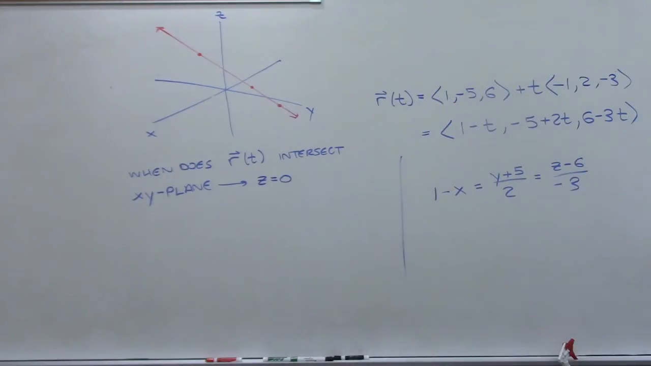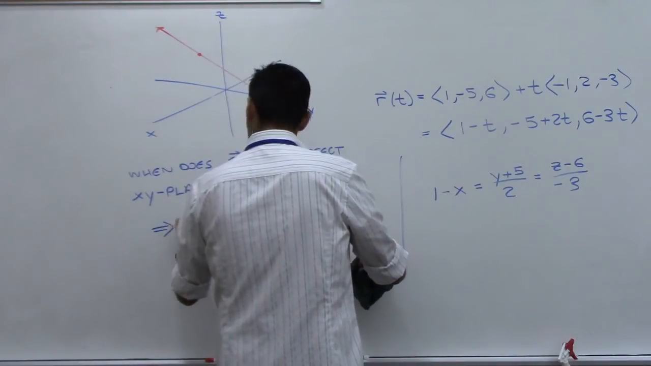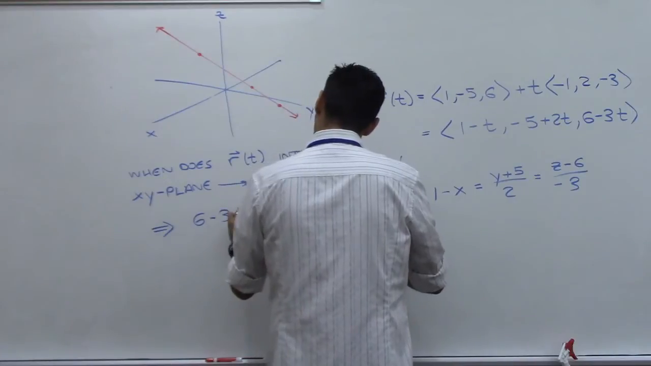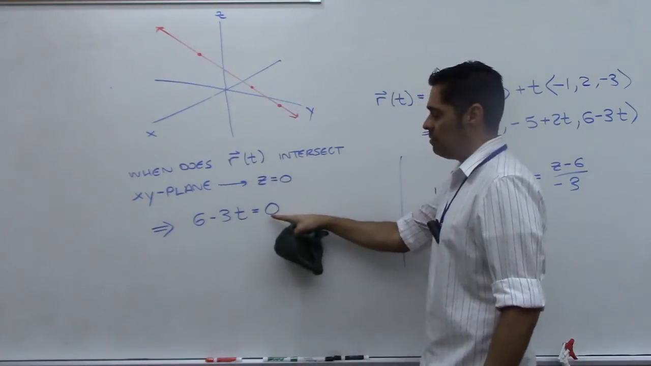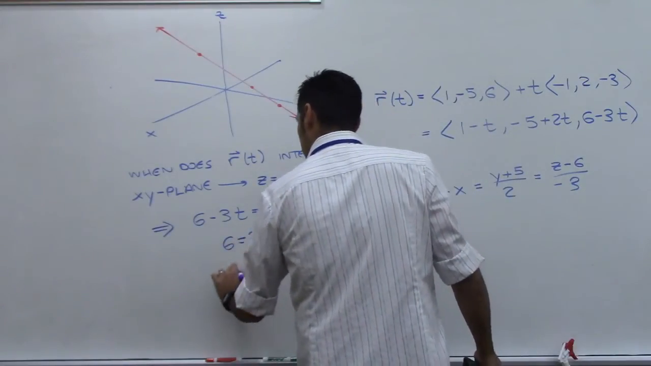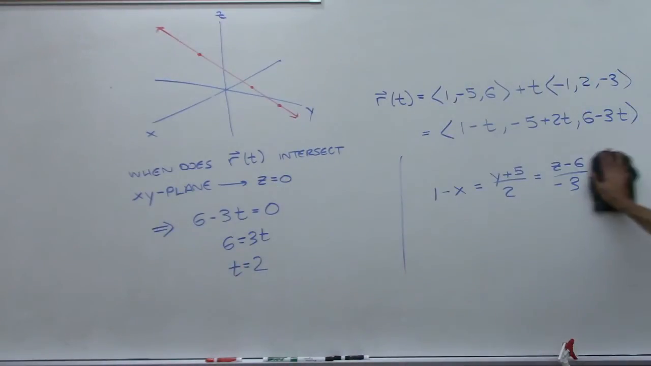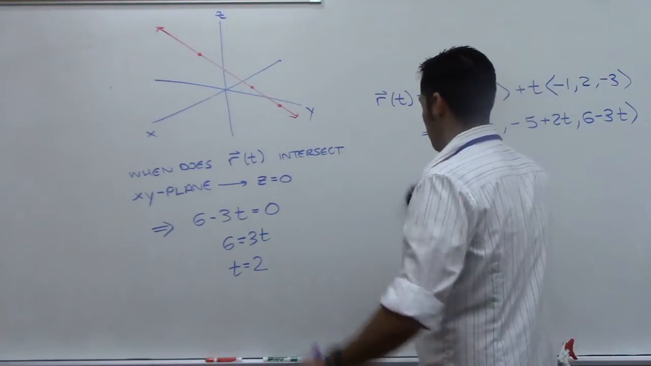So what that tells me is that when this line right here hits the xy plane, the z component of the vector must be 0. So this implies that 6 minus 3t must be equal to 0, right? The z is 0, so that must be true, which means that 6 equals 3t, which means that t must equal 2. So at t equals 2 is when it happens.